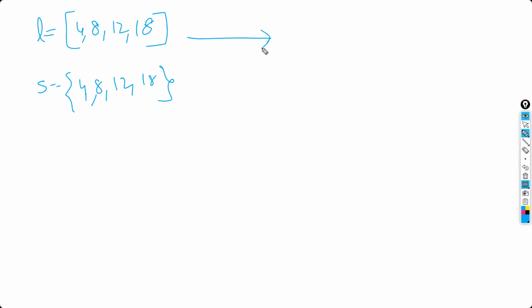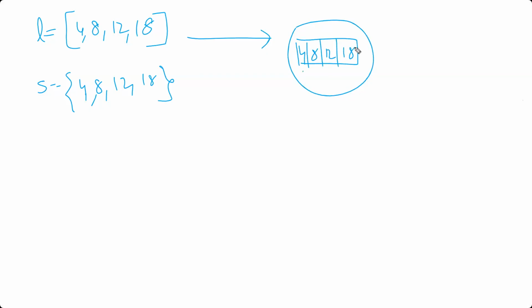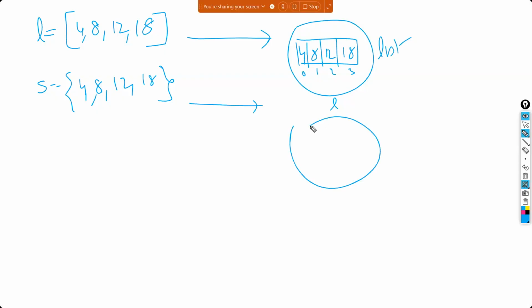Now, in the list, it is going to create an object with 4, 8, 12, 18, and index numbers 0, 1, 2, 3, which are positive index numbers. Similarly, negative index numbers go in the reverse direction. This is the list type. When it comes to the set, it is going to create an object with 4, 8, 12, and 18 like this.